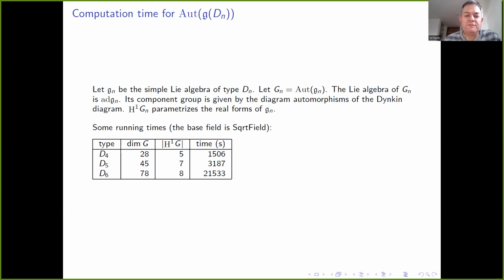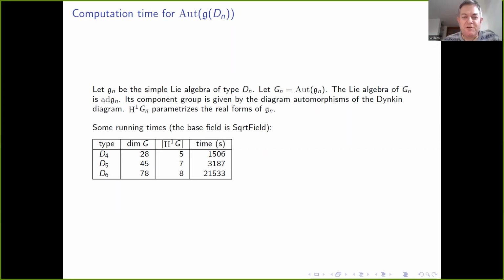And you see that the running times go up rather quickly. So for D4, where the group is of dimension 28, the running time was a bit less than half an hour. For D5, it's almost an hour. And for D6, it's, what is it, 6 hours or something. So I didn't try D7. No? Okay.